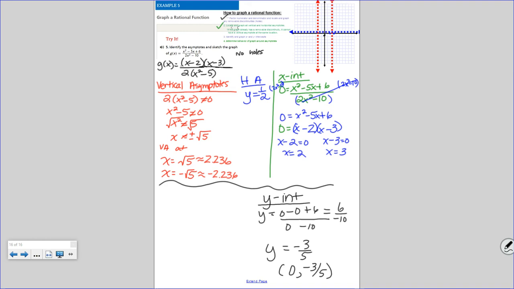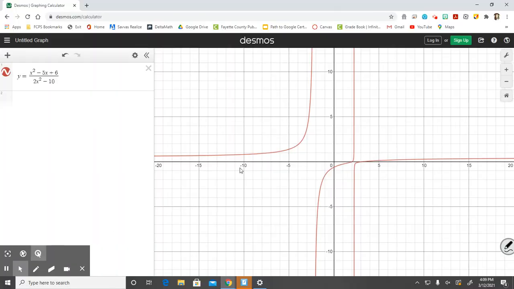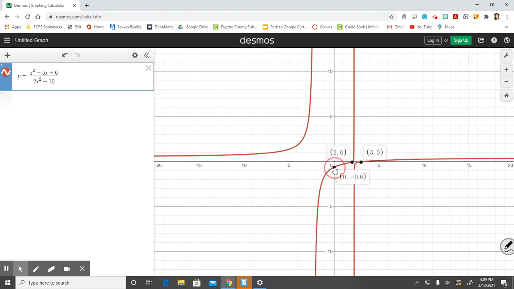And I'll graph all this on Desmos. And here's what I have on Desmos. Let's make sure everything looks right. There's my x-intercepts. There's that y-intercept. And then, yeah, it looks like I've got my asymptotes plotted correctly.